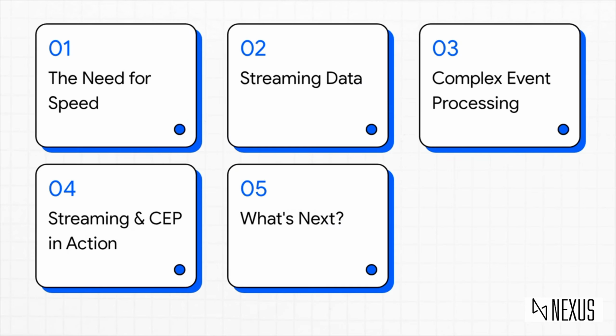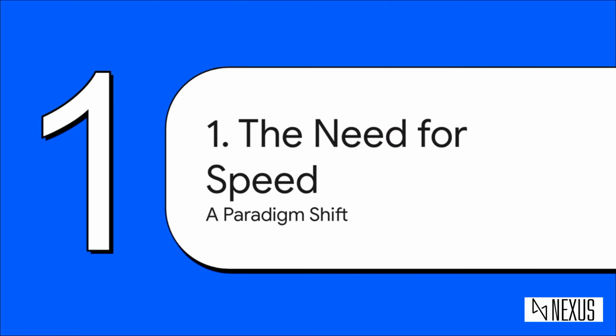Okay, here's our game plan. First, we'll talk about why this need for speed is so important right now. Then, we'll get into the nitty-gritty of streaming data and its super smart cousin, complex event processing. After that, we'll look at some really cool real-world examples, and we'll wrap up by looking at what's next on the horizon. So, first up, why all the fuss about speed?